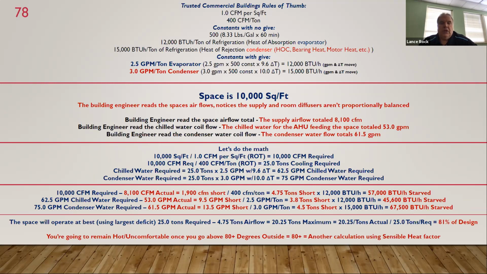Now here's the point. The very bottom line, the space will operate at best using the largest deficit: 25 tons required minus 4.75 tons, which is based on the CFM actually read, will equal 20 and a quarter tons, 81% of design. Now take 100, your design, divided by 81, whatever that comes up to, that's how much longer your system will have to run. It will run that much longer to satisfy the sensors, thermostats, et cetera. You will pay dearly if you don't get your systems optimized.